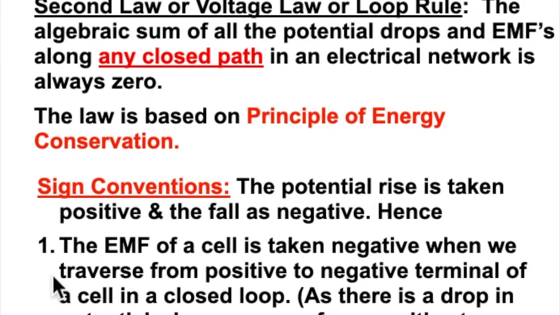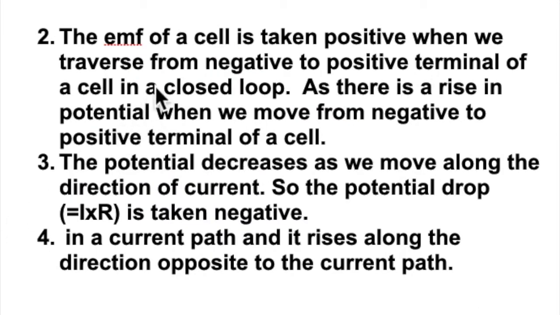The next sign convention, as you can judge, is that the EMF will be taken as positive if you move from negative to positive terminal of the cell, because negative to positive means there will be a rise in potential. This you can read here. The EMF of a cell is taken positive when we traverse from negative to positive terminal of a cell in a closed loop. This is so because there is a rise in potential.